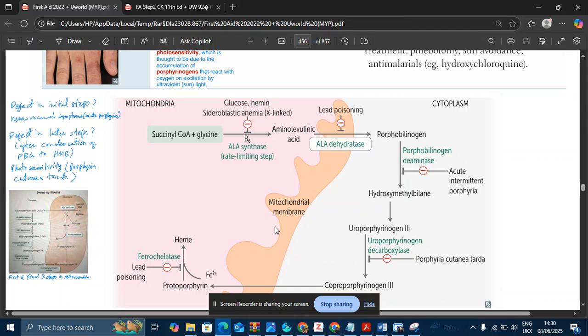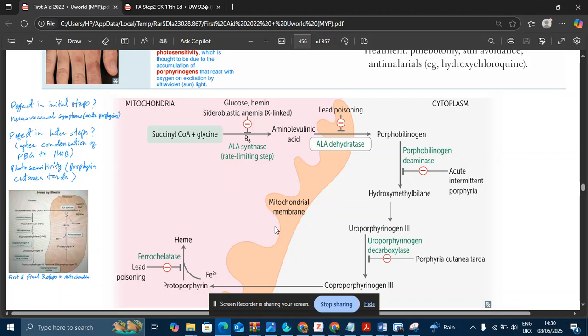Once you know the normal, how the heme is synthesized and where the heme is synthesized and what enzymes are involved in heme synthesis, then it would make it a lot easier for you to understand the abnormality, to understand the diseases and what enzymes are involved and at what level the enzymes are involved or inhibited in certain diseases.